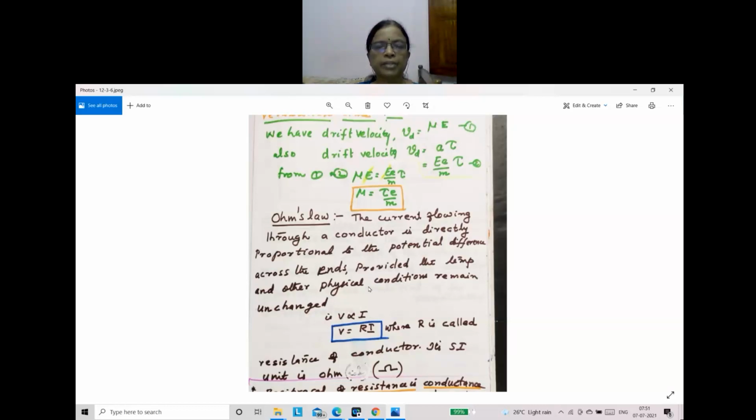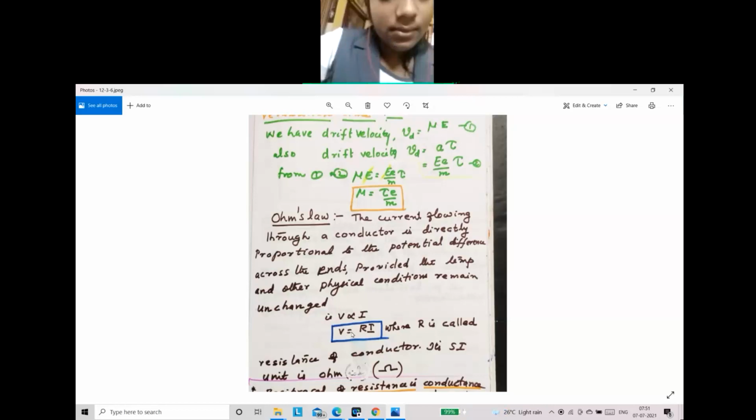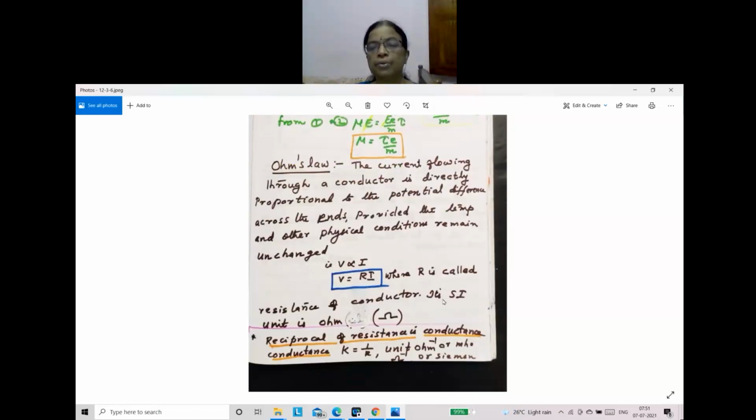See, that is the basic thing. V is proportional to I. The current flowing through a conductor is directly proportional to the potential difference across its ends, provided the temperature and other physical conditions remain unchanged. V is equal to a constant into I, R into I, where R is called the resistance of the conductor. What is the SI unit of resistance? Ohm. Correct.